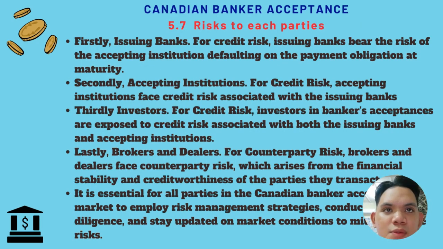So next, the risks to each party. Firstly, issuing banks. For credit risk, issuing banks bear the risk of the accepting institution defaulting on the payment obligation at maturity. Secondly, accepting institutions. For credit risk, accepting institutions face credit risk associated with the issuing bank. Thirdly, investors. For credit risk, investors in bank acceptances are exposed to credit risk associated with both the issuing bank and accepting institution.